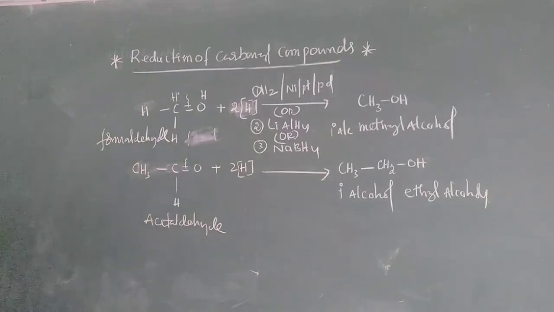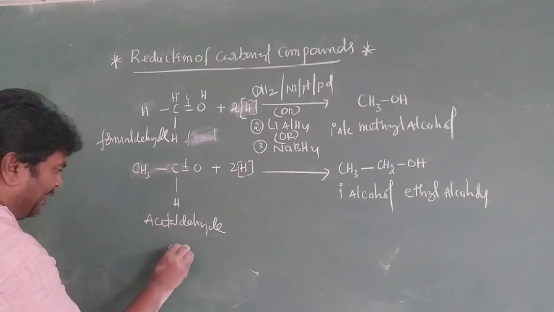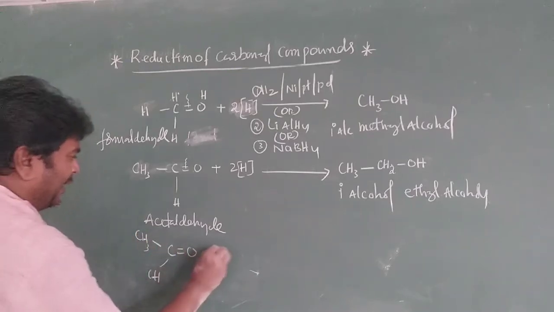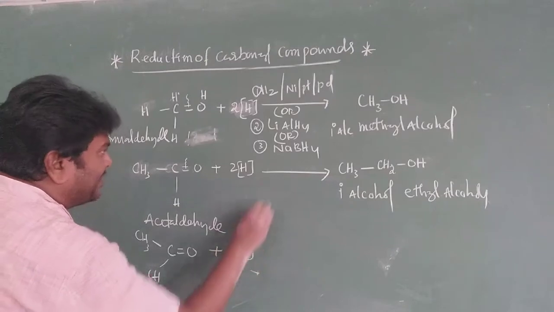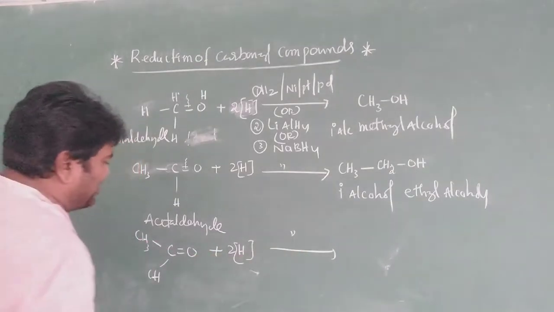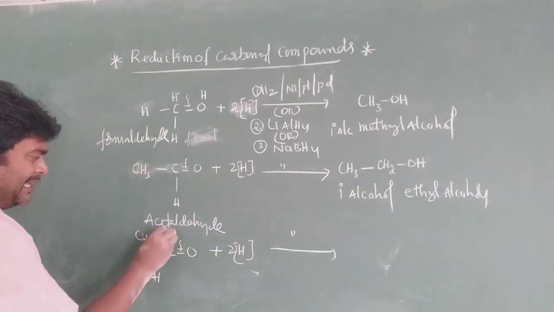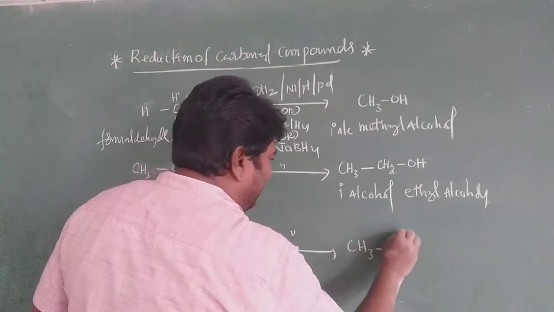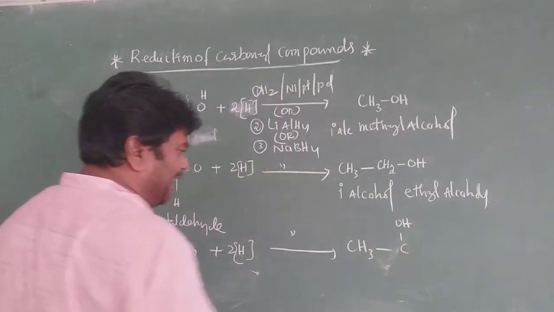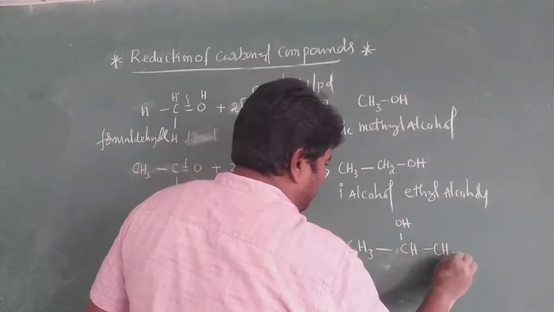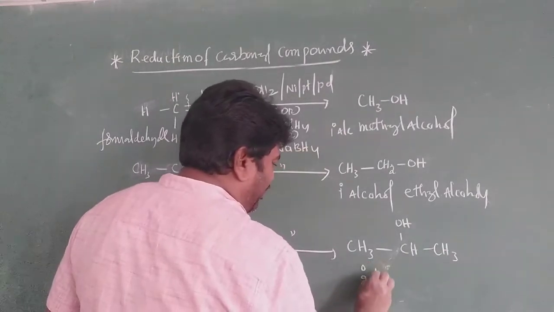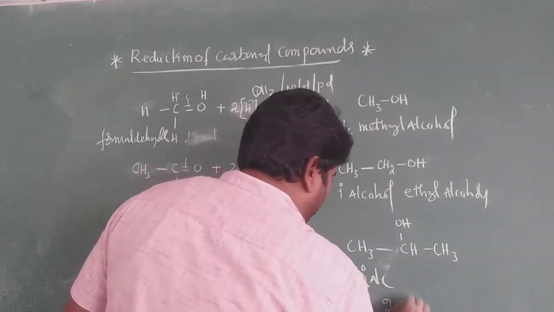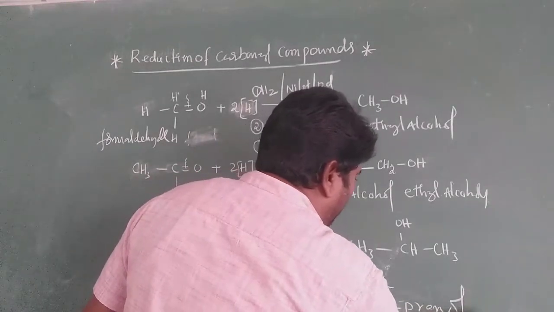Next one. Suppose you take a ketone, C double bond O, with CH3. In presence of the same conditions, here also same conditions. Here one pi bond is lost. Here one hydrogen. You will get CH3CH(OH)CH3. It is a secondary alcohol. Very important, my dear students. 2-propanol is formed.